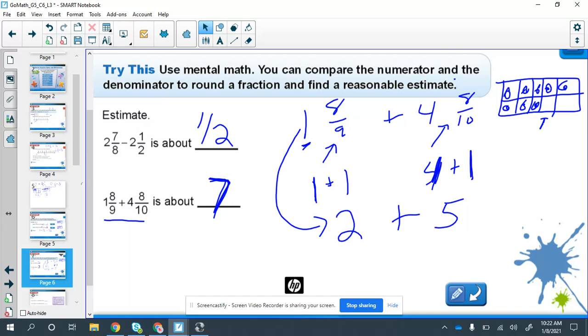All right, so that is our lesson for today. Again, our benchmarks are 0, 1/2, and 1. We can apply it to adding fractions plus fractions. We can apply it to subtracting fractions and fractions. And we can apply it even when we have mixed numbers to help us to simplify this process.